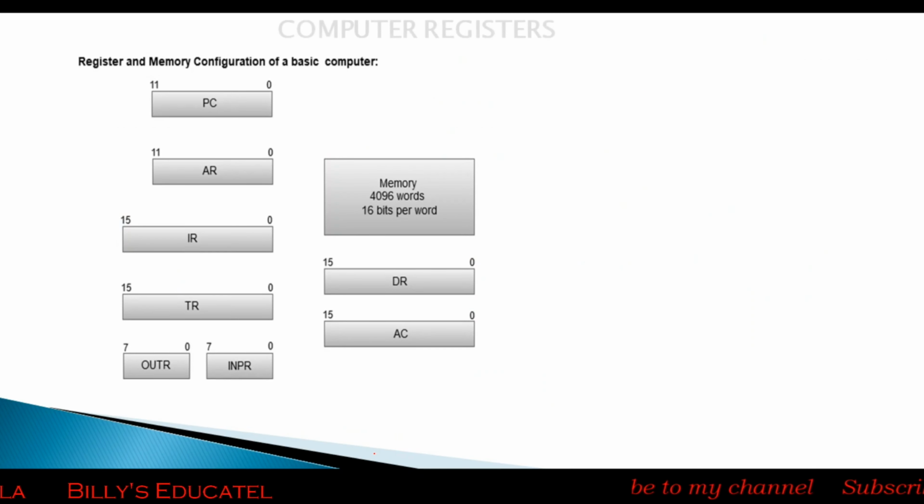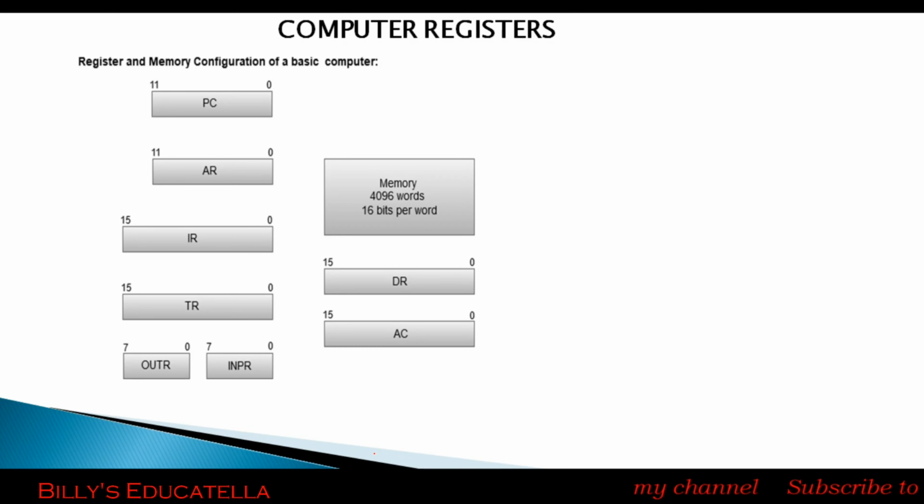Coming to the next one, which is computer registers. A computer consists of 8 different registers: program counter, address register, instruction register, temporary register, output register, input register, data register, accumulator, and the memory which stores the words or data. Data of size 4096 cross 16 bits can be stored in that memory.